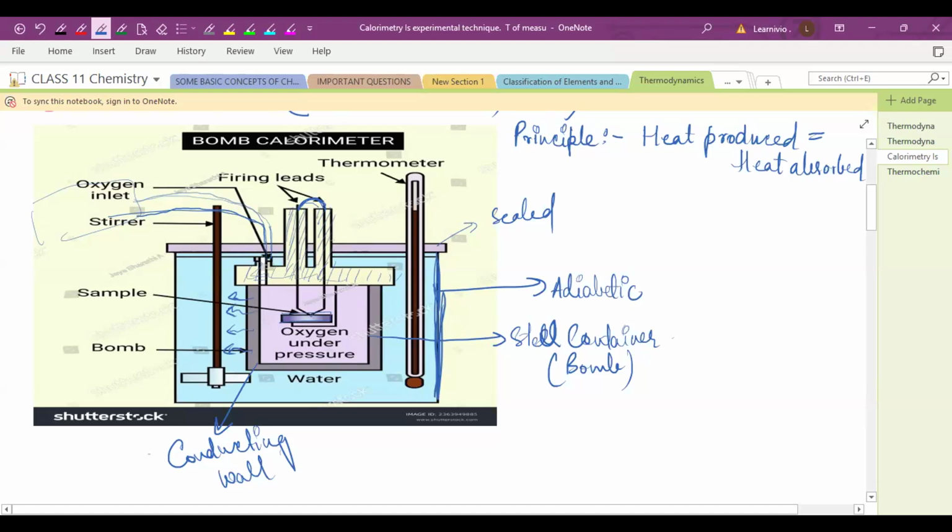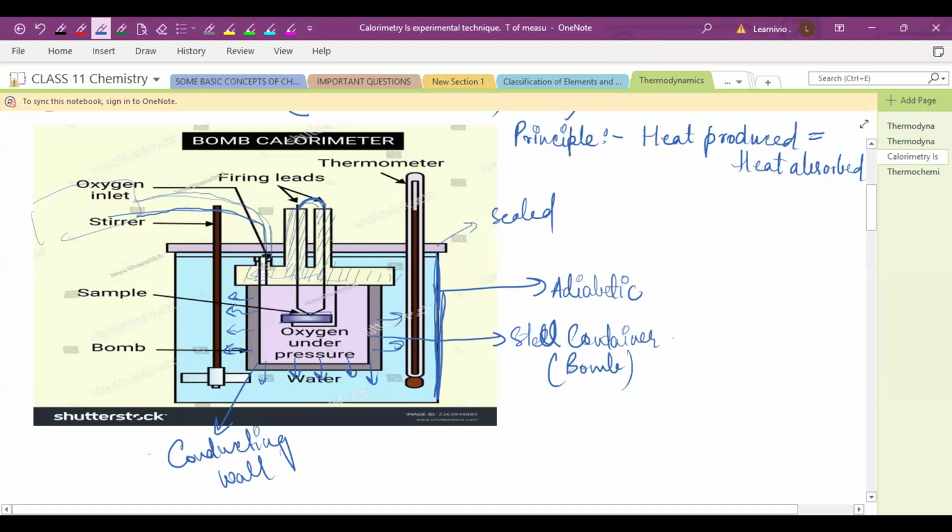Okay, what is filled in this whole large container? Water. So when the heat is evolved during the reaction, it is transferred to the water around the bomb. And why is there a stirrer? The stirrer is placed here. So the stirrer basically moves slowly.